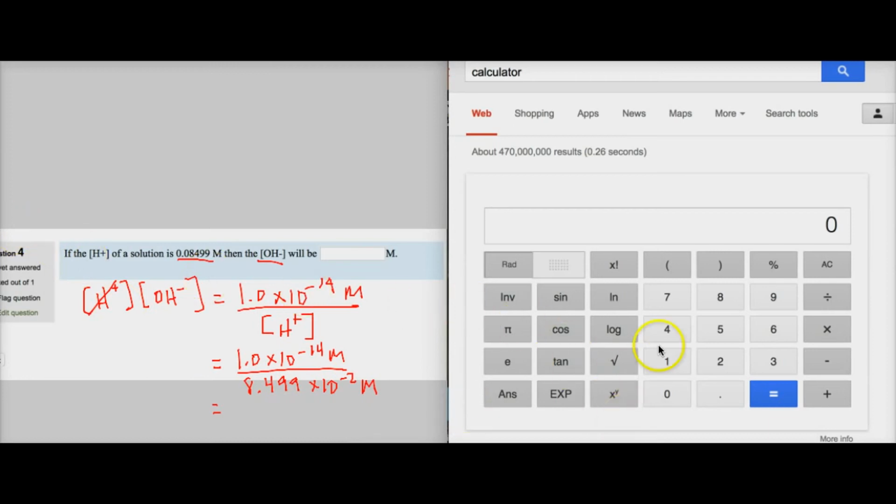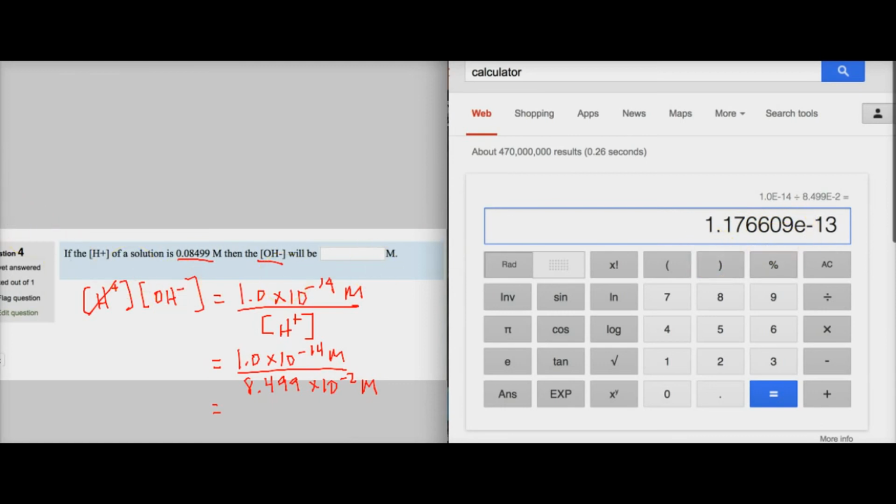Over here, using our Google calculator, we will type in 1.0. We will then hit the EXP button. We will then hit negative 14, and we're going to divide this by 8.499. Then we're going to hit the EXP button, and then we're going to hit negative 2, and then we'll hit equals, and our answer right here is 1.176609 E-13, or 1.176609 times 10 to the negative 13th.